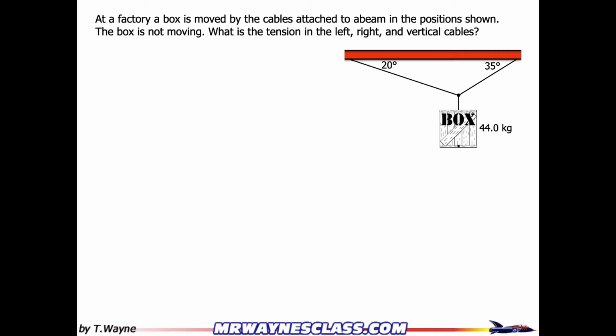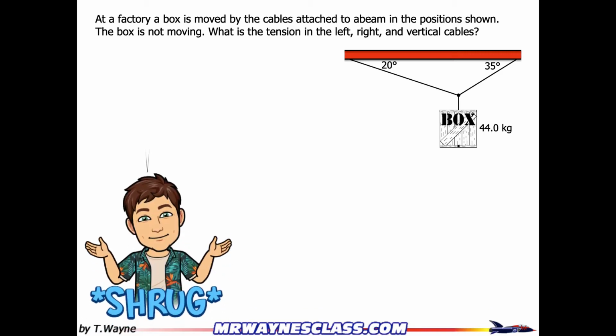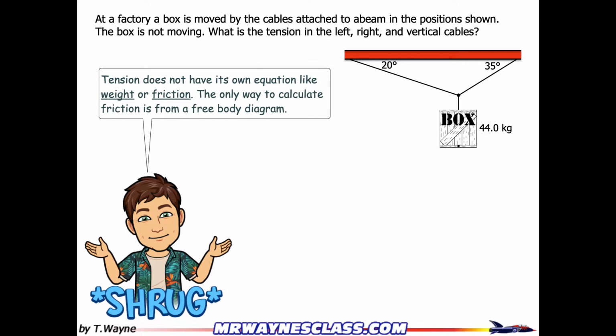All right, so I'm looking for tensions. A tension doesn't have its own formula. It's part of other formulas. So in other words, it's about free body diagrams. If I want to find tensions, I've got to find free body diagrams. And when I look at this, I see two bodies. One of them is the knot that's holding the three tensions, or three cables, together, and the other one is right there where the knot connects to the top of the box.